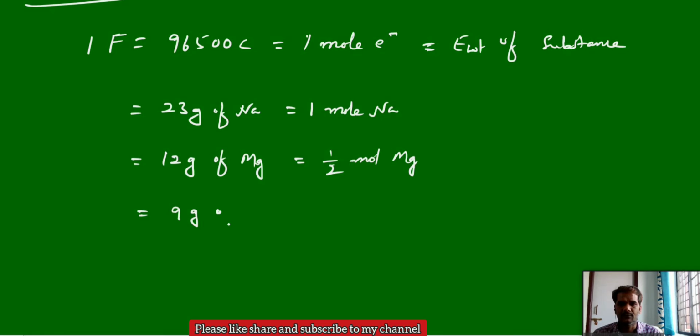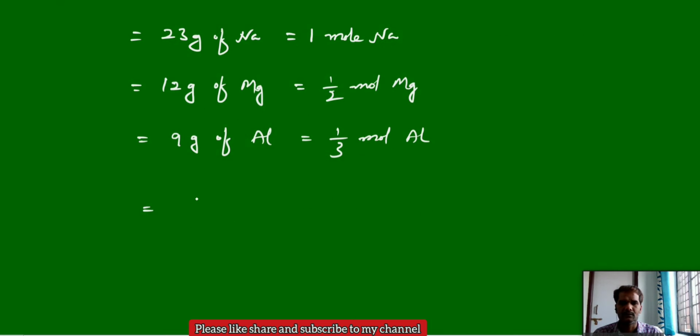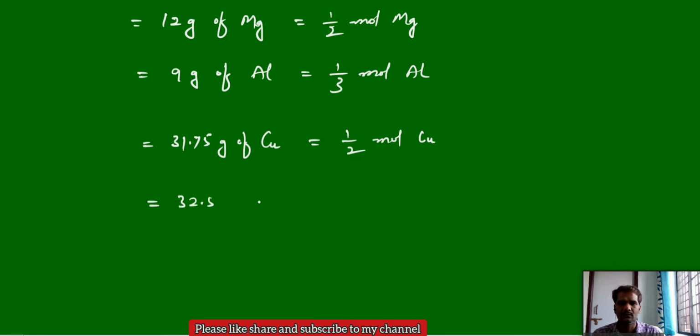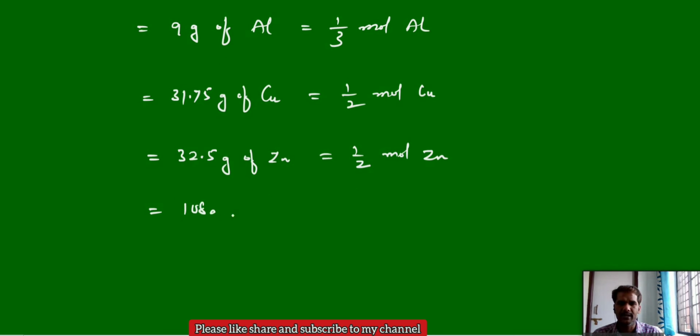Next, 1 Faraday is equal to 9 grams of aluminium, or 1 by 3 moles of aluminium. This is also equal to 31.7 grams of copper, or half a mole of copper, or 32.5 grams of zinc, or half a mole of zinc. And it is equal to 108 grams of silver, meaning 1 mole of silver.